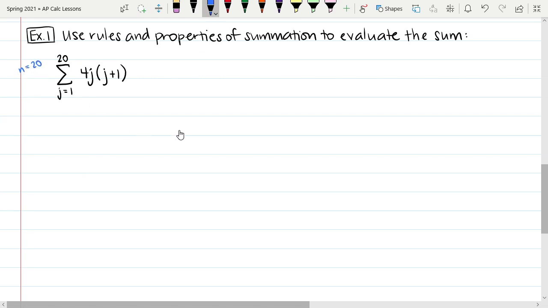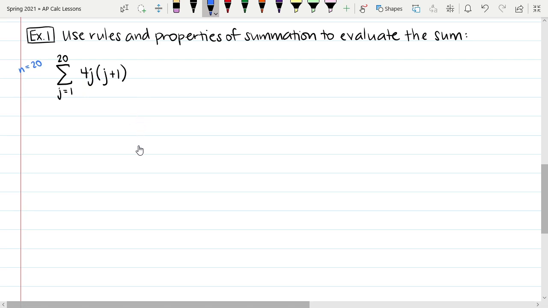So in the back of your mind, what you should be thinking about is when we use those formulas, remember all of the formulas that I just showed you were all in terms of n. And that means if I were to use any of those formulas, everywhere the formula calls for an n, we would be using 20. The other thing that's majorly different here is, notice the expression that we're taking the summation of, it's not just a single term. It's 4j times j plus 1.